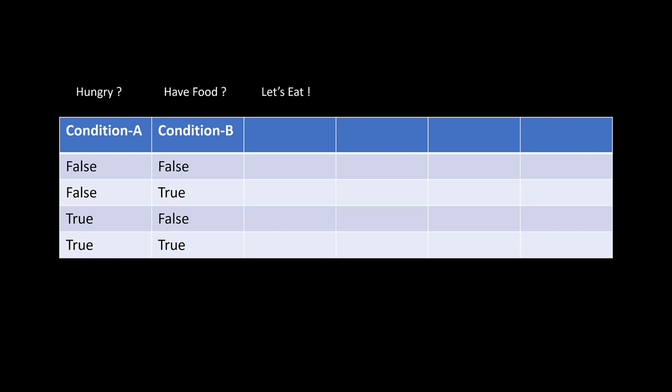Let's say condition A is the state of whether or not we're hungry, and condition B is whether or not we have food. Based on those two conditions, we're going to make a decision as to whether or not we're going to eat.